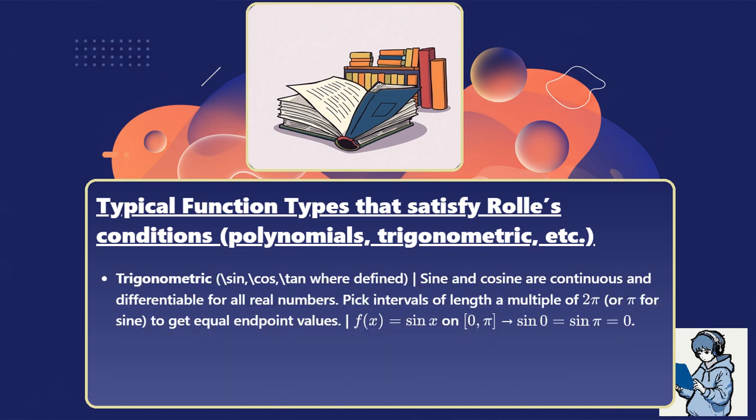Trigonometric: sine, cosine, tangent. Sine and cosine are continuous and differentiable for all real numbers. Pick intervals of length a multiple of 2 pi, or pi for sine, to get equal endpoint values. f of x equals sine x on 0 to pi gives sine 0 equals sine pi equals 0.